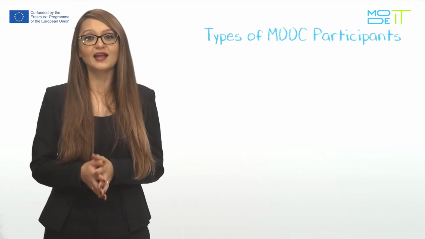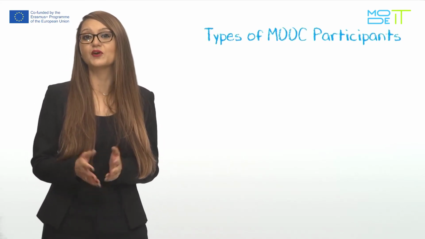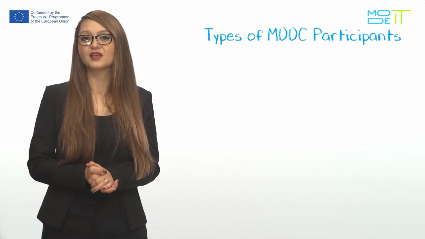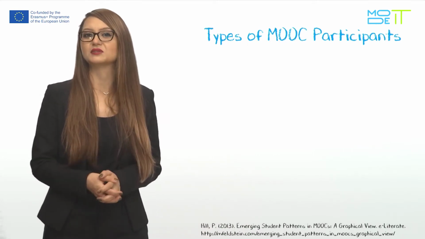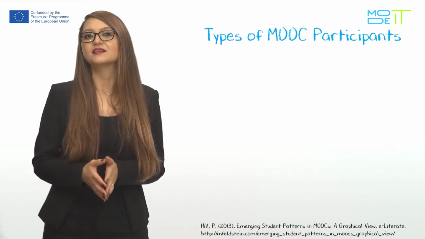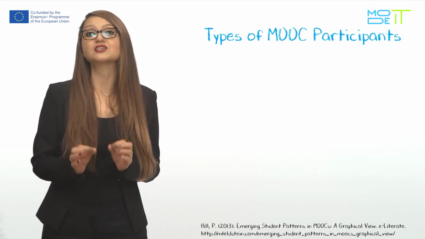In short, we cannot talk about a homogeneous population in MOOCs, so how is it possible to engage and motivate such a diverse population? We can perhaps deal with this problem first by having a realistic picture of MOOC participants. Although there have been many classifications of MOOC participants, Hill's classification seems to be a very practical one. Hill classifies MOOC participants in 4 large categories.